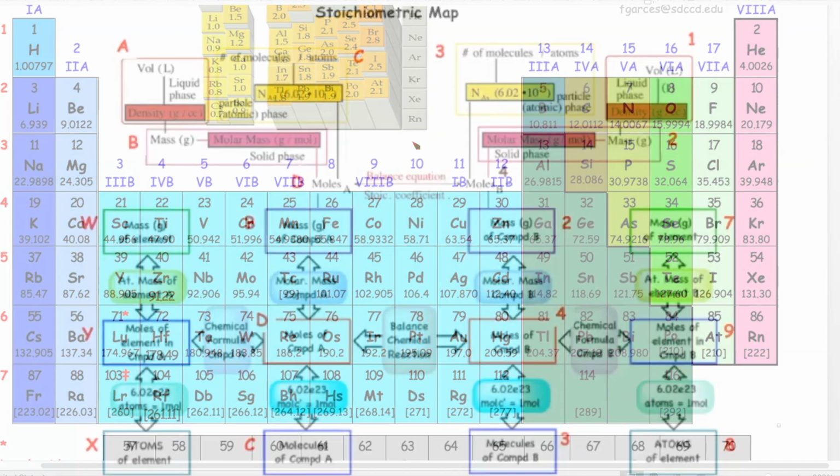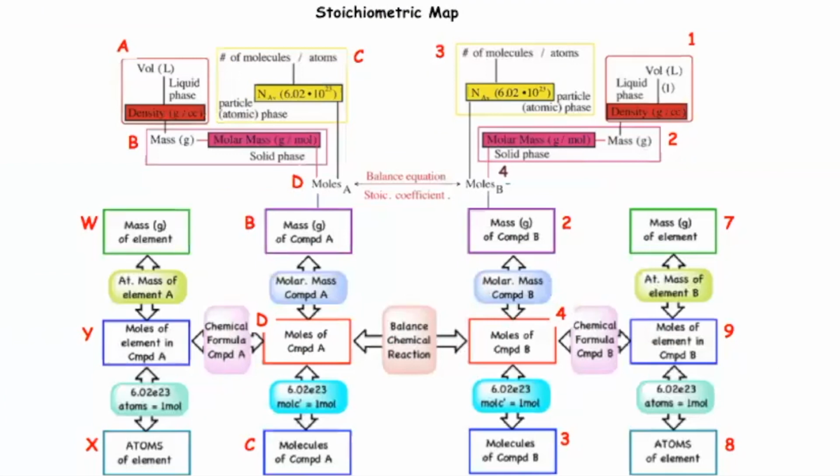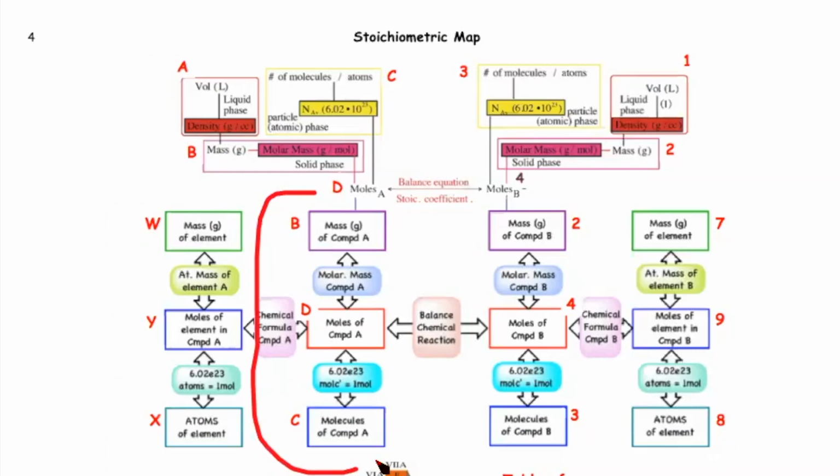If you look at this question on the chat, it says, what is the mass of a thimble of water which contains 4.0 times 10 to the 21st molecules? So we're looking at water, the molecule water. So we're looking at a compound. We don't have a balanced equation. We're not looking at the atoms in water. We're just looking at water, the compound. So we're either sticking to B, D, and C, or 2, 4, and 3. It doesn't really matter. I'm going to use this side.